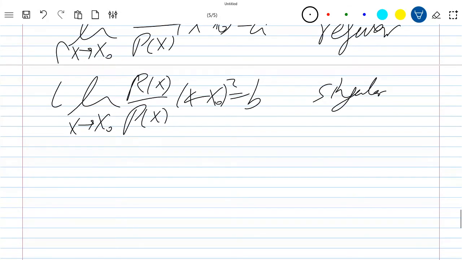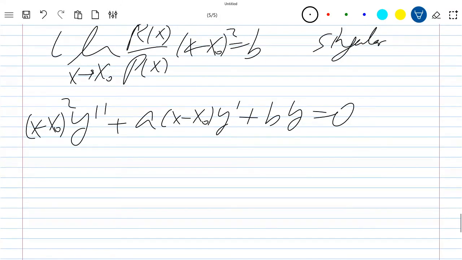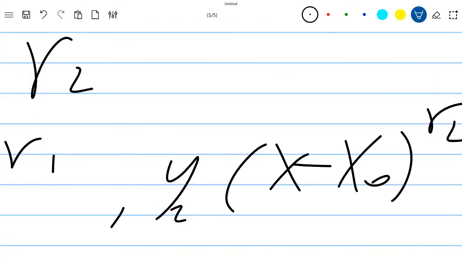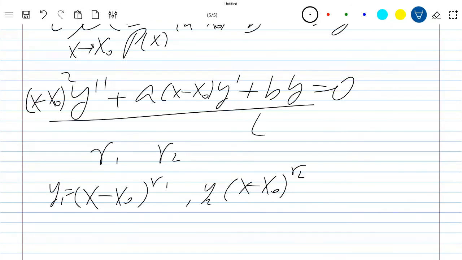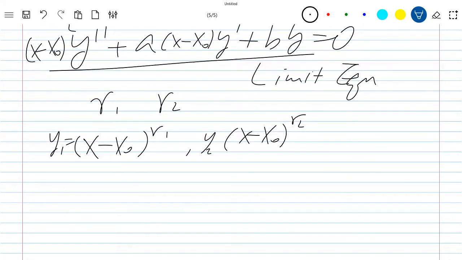And that's good, because we can still use power series, provided you first solve the Euler equation. The Euler equation would be (x minus x0) squared y double prime plus a times (x minus x0) y prime plus b y equals 0. You solve that, you get r1, r2. So your solution would be (x minus x0) to the r1 and (x minus x0) to the r2. That's your y1, y2, but that's for the limit equation. To solve the original equation for P, Q, R, you can multiply a power series solution to one or both of them.